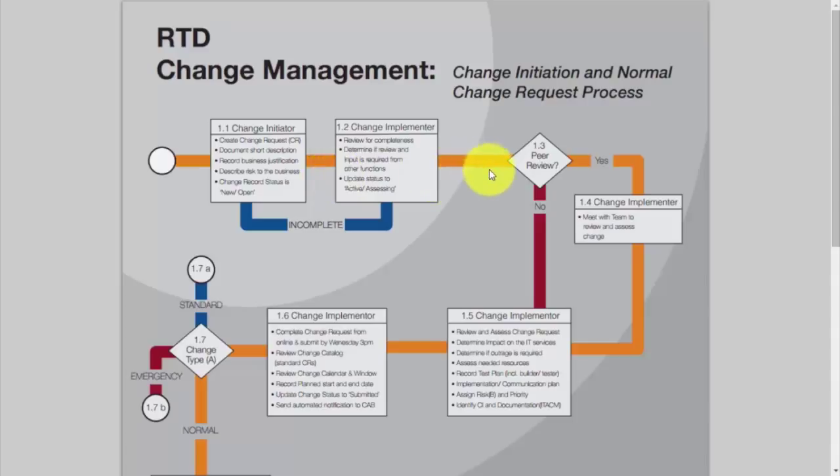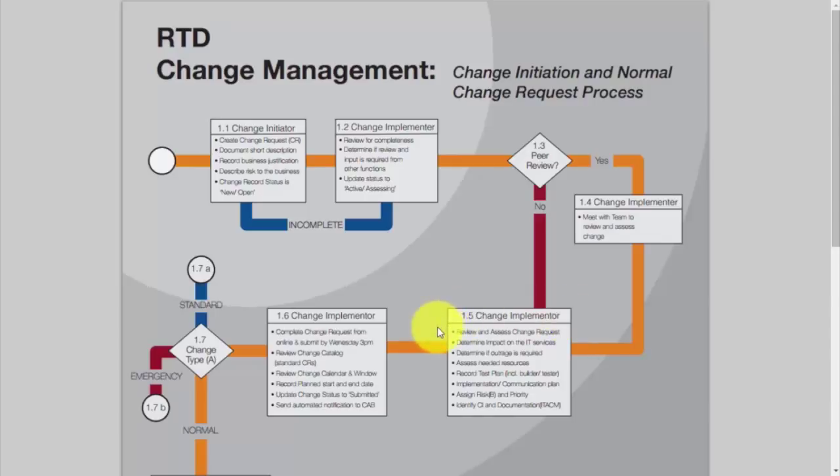Step 3 then is a peer review. If that is required, then the change implementer will meet with the team to review and assess the change. If it's not, we would move directly to step 5. Step 5 is to assess and assign risk and priority.